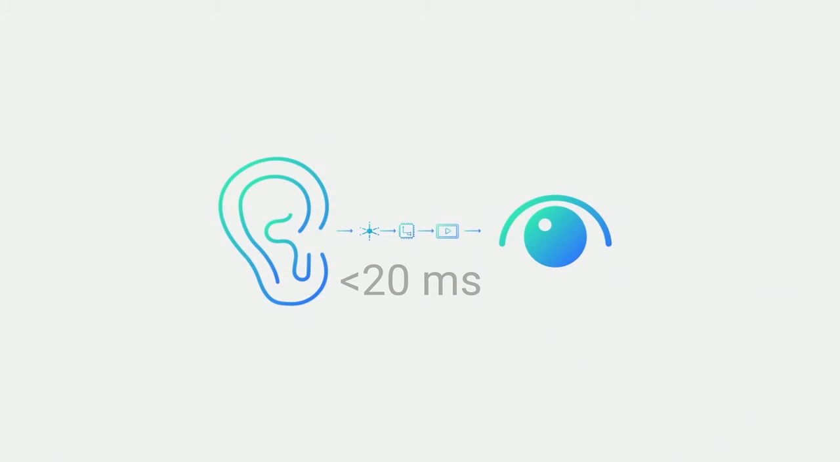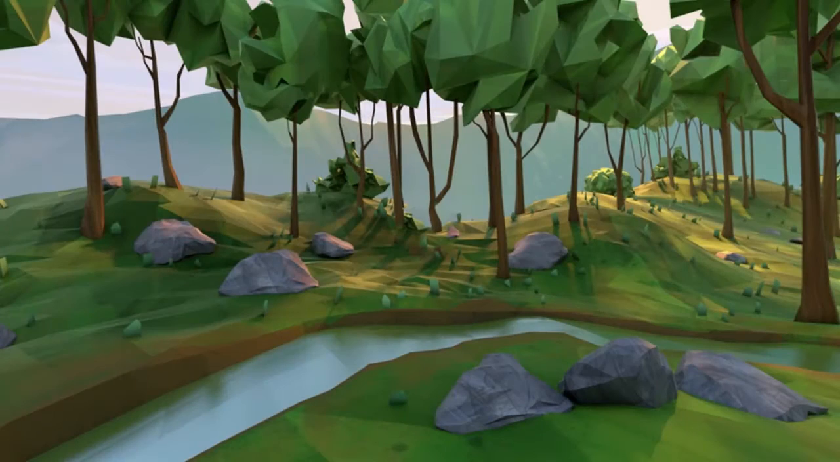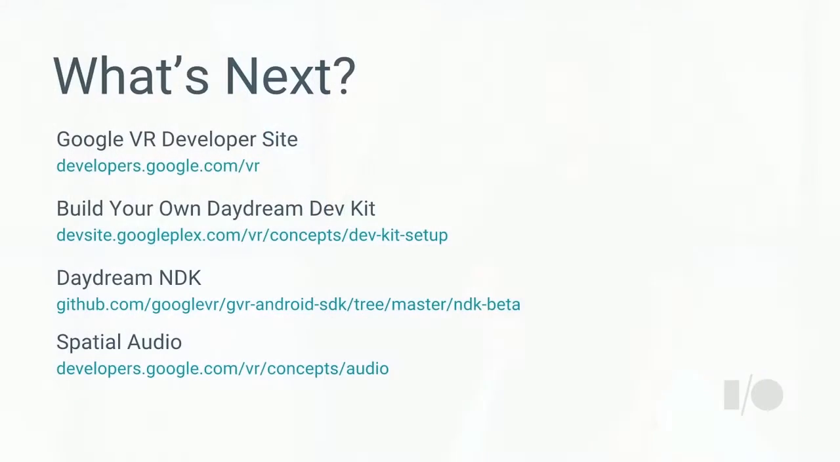So we've covered a lot today. To wrap up, all of this is how you create a sense of presence, how you get below that 20 milliseconds motion to photon latency. We hope that will help you create luscious, beautiful, immersive, compelling VR experiences for Daydream. Thank you so much for making the time.